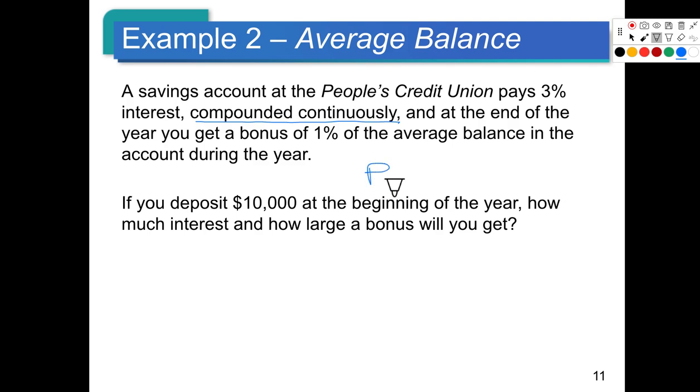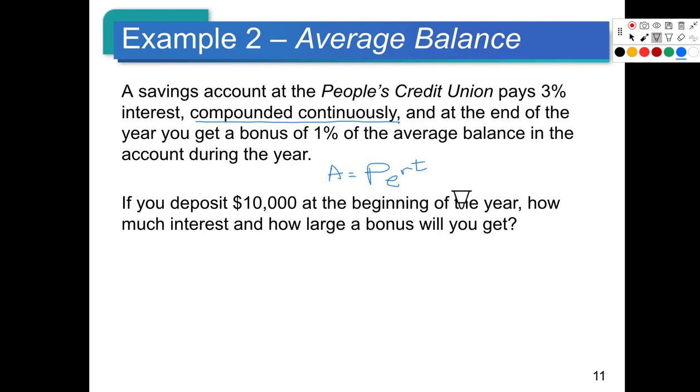Good. I just remember it as PERT, which used to be a hair shampoo. I know they still make that stuff. When I was working on my bachelor's degree, they had that commercial all the time, PERT, PERT, PERT. So we just remembered the formula for continuous is PERT, P-E to the R-T. And that gives you your accumulated value.